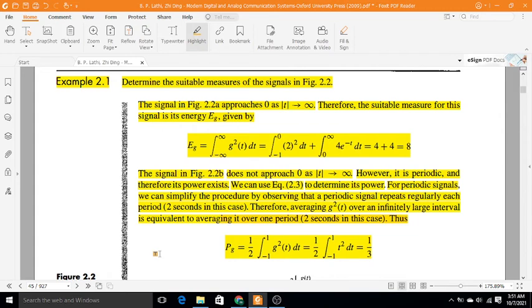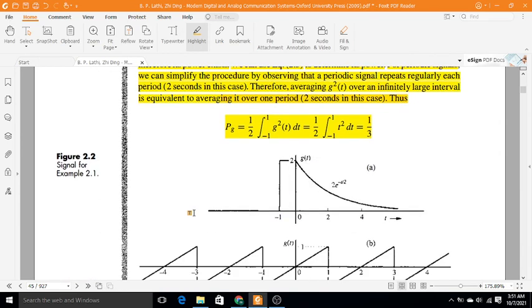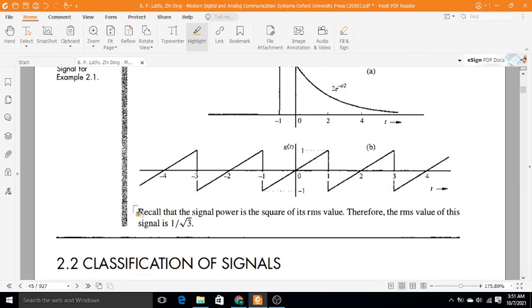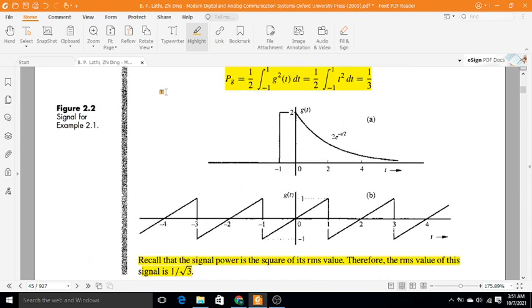Thus, Pg equals 1/2 times the integral from minus 1 to 1 of g²(t) dt equals 1/2 times the integral from minus 1 to 1 of t² dt equals 1/3. Recall that the signal power is the square of its RMS value. Therefore, the RMS value of this signal is 1/√3.